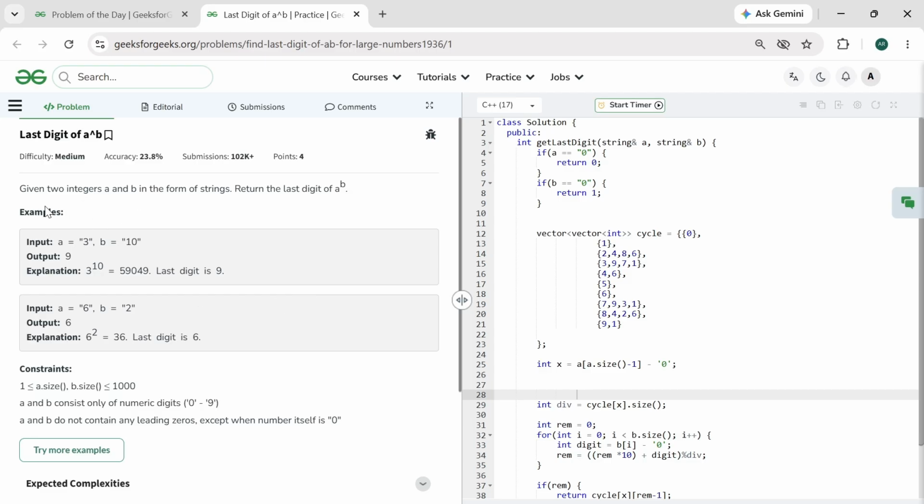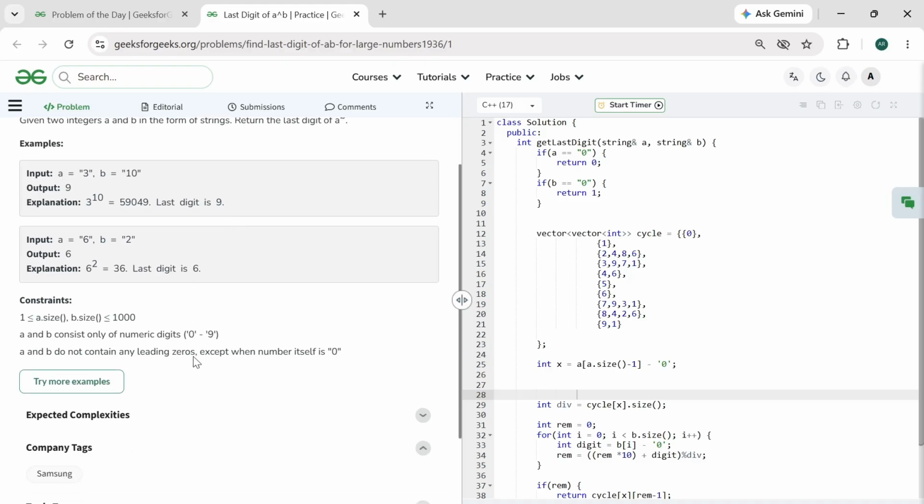Given two integers a and b in the form of string, return the last digit of a raised to b. So here in this example, we are given two integers, a and b, in the form of string, and we need to find the last digit of a raised to b. We can see in this example that string a is 3 and b is 10. So if we do 3 raised to 10, then this is the answer and we need to return this 9 as our answer.